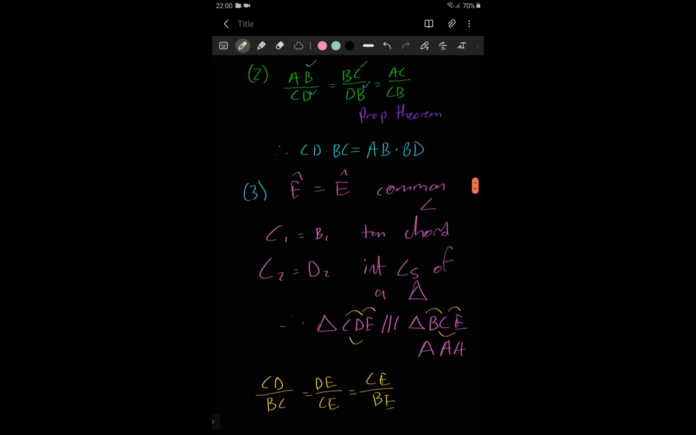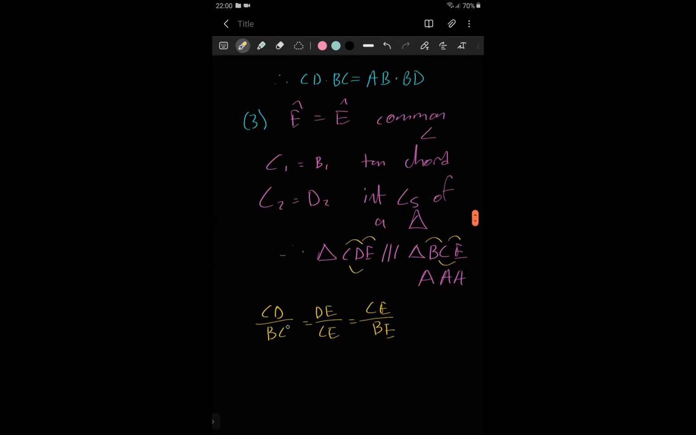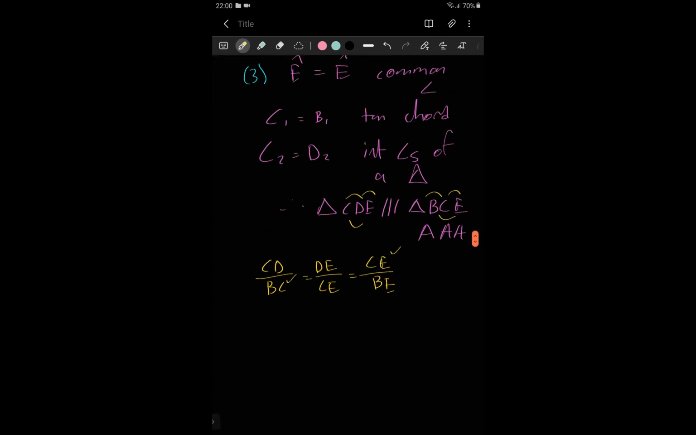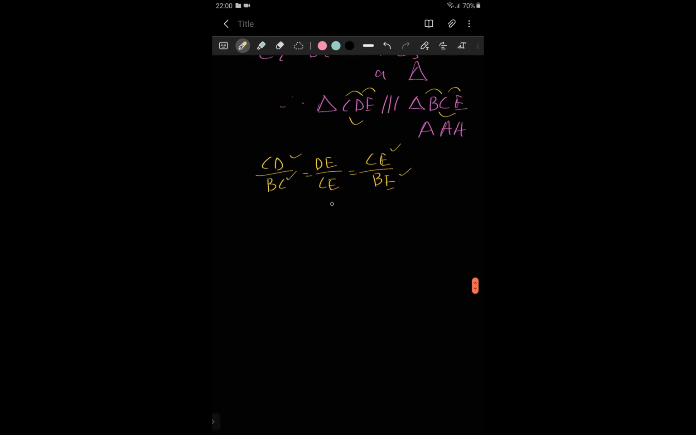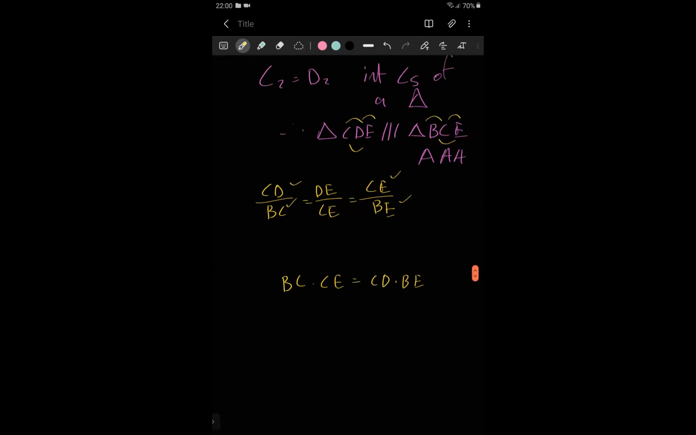And then we just have to look out for which letters we have there. We have BC and CE. There's BC here, CE there. Then there's BE and CD, which is just this and this. So we take these two together, we just cross multiply. It's going to be BC dot CE is equal to CD dot CE. You see, locate exactly what they want us to have.